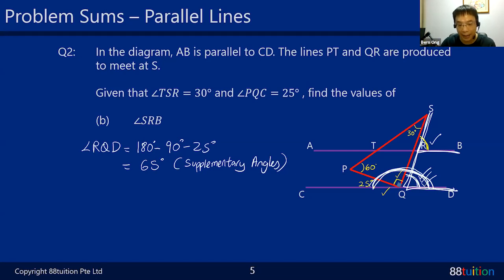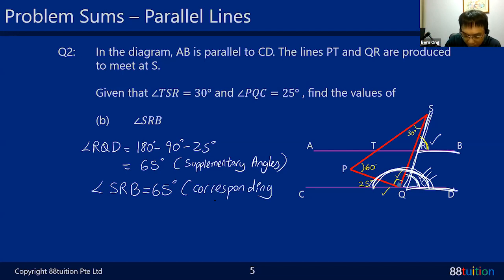Now you got 65 already, right? Give a conclusion. Therefore, SRB is also 65. Why? F rule cannot do that. You must say corresponding angles. And you have to declare which two are the parallel lines. You can say that AB is parallel to CD, and this is your answer. It's quite long and naggy, I know, but no choice. Do it.